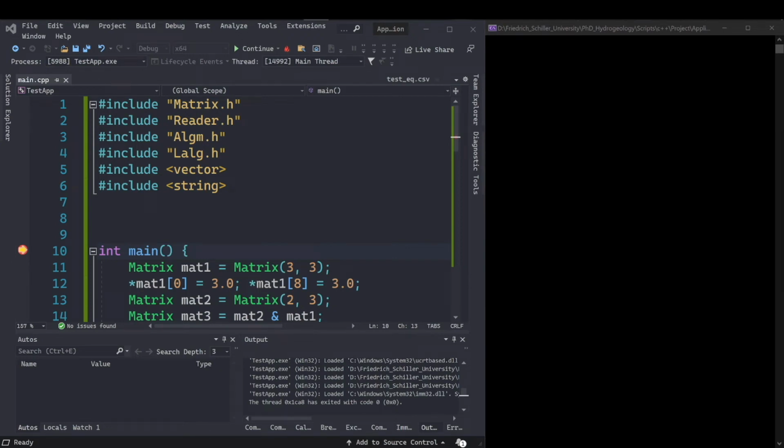In this series, we are going to build a linear algebra library in C++. On top of this library, we are going to build applications, write algorithms, etc. In the first section of this video, I'm going to demonstrate what we are going to build.